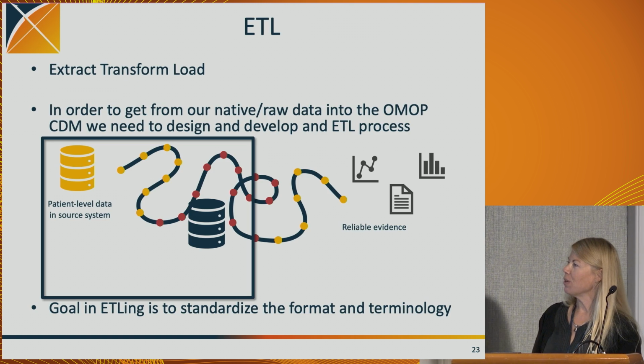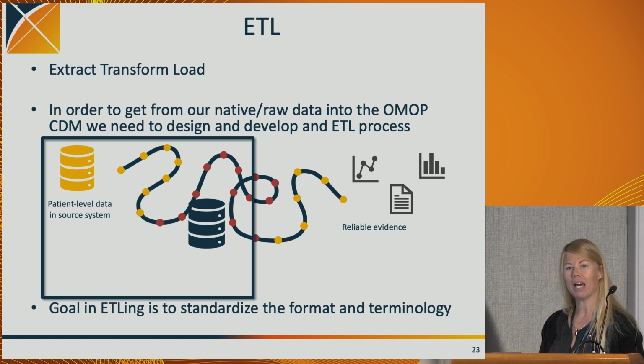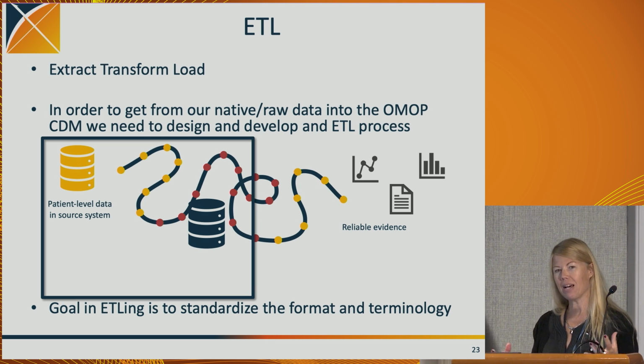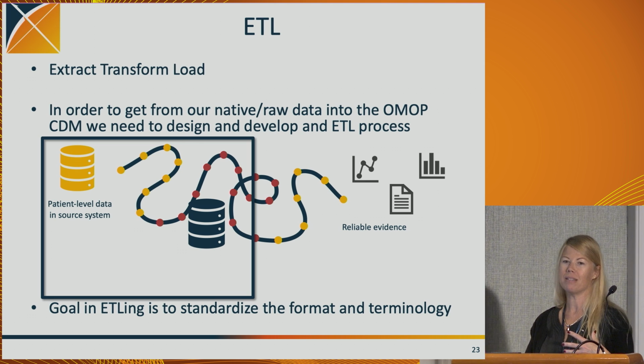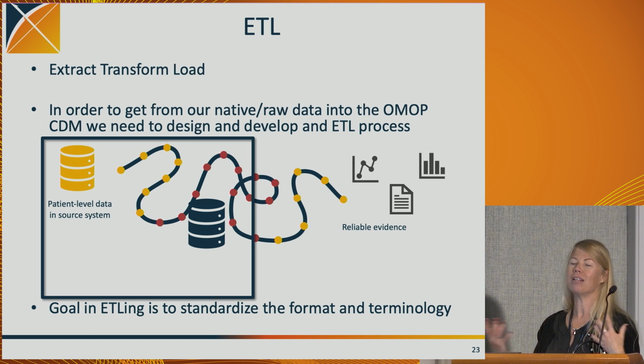So this is your general, what we do for extract, transform, and load, or ETL. We go from our raw source data into the OMOP CDM, so we need to design and develop an ETL process. All these tools are out there on GitHub with their appropriate documentation. And once we get it, this is the hard part, right? This is the ETL, taking your source data, getting it into the CDM. And once you have it in the CDM, then you get to do the fun thing. Then you get to do the research.